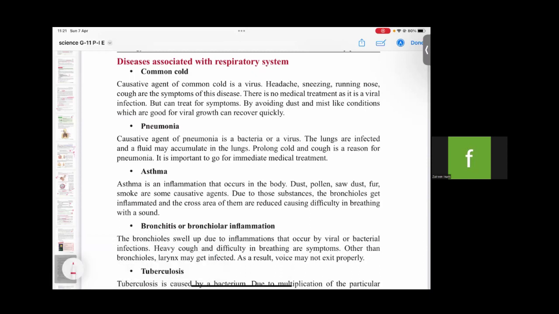Diseases associated with the respiratory system. First is the common cold. You all know about it. Almost all of us have had the common cold. It is because of a virus. Remember, the common cold is because of a virus.